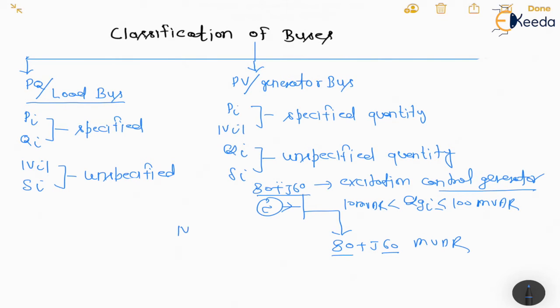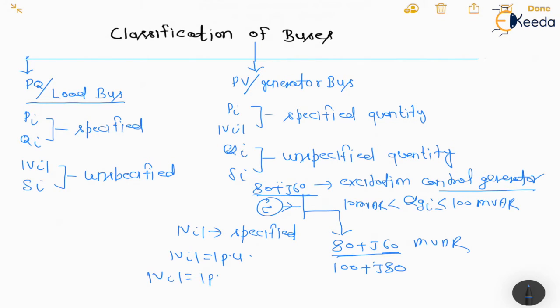The excitation control generator means Vi should be specified. What is the meaning of specified? It means you can take two conditions. At first, I will discuss both the conditions. Let us discuss the first condition. That is, Vi should be equal to 1 pu, and if our load is 80 plus j60 and our generation is 80 plus j60, then at the second time, when the load is changing, let us assume 100 plus j80.